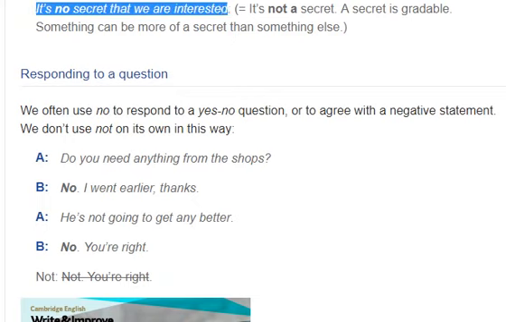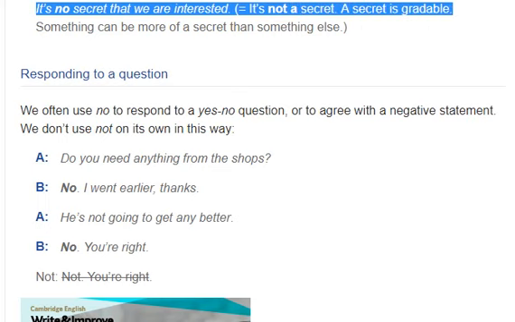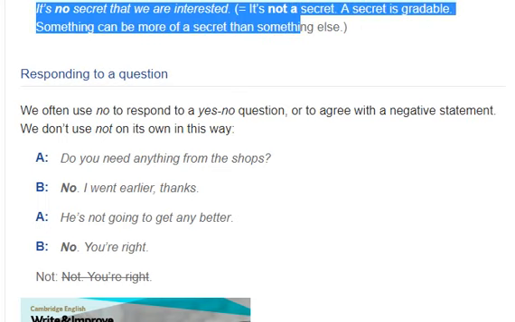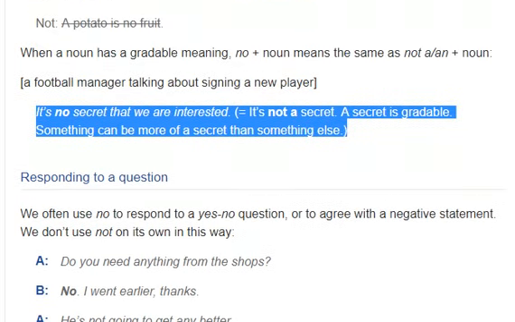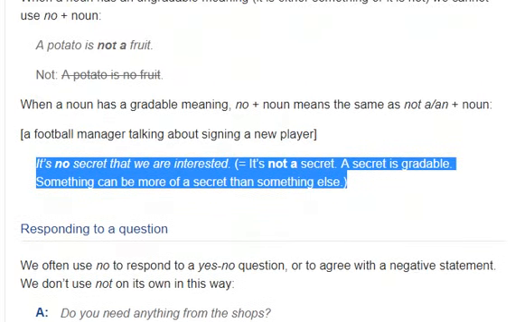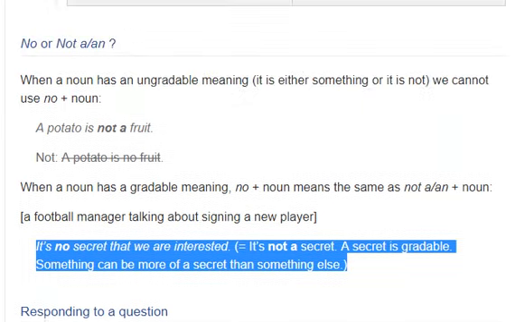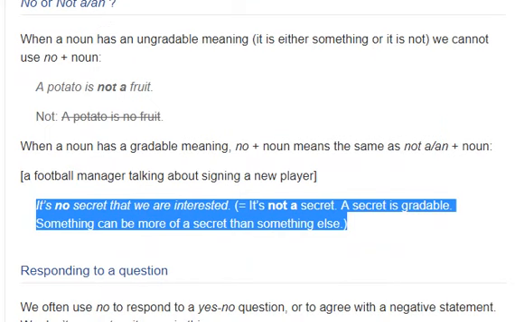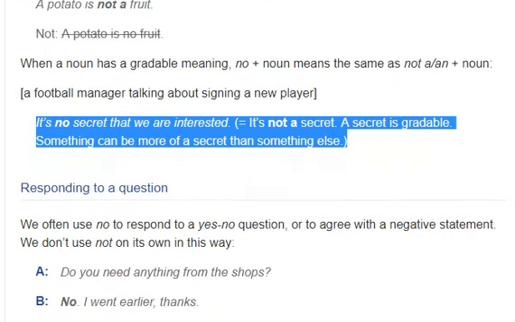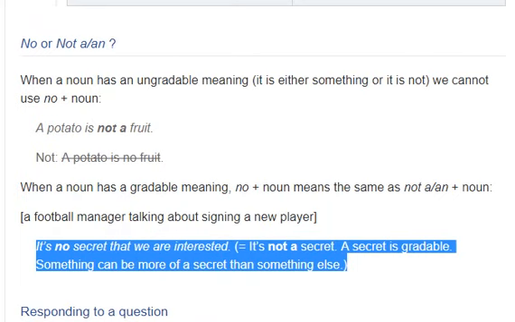It's no secret that we are interested, equals it's not a secret. A secret is gradable. Something can be more of a secret or less than. Vocês estão entendendo? Quando tem vários níveis de alguma coisa, é gradable. Quando não tem, tipo, grávida ou não grávida. Você está grávida ou você não está grávida? Então, esse aqui não é gradable.